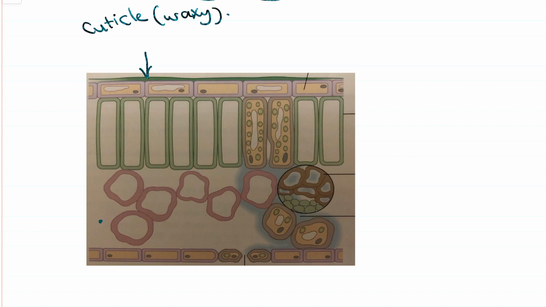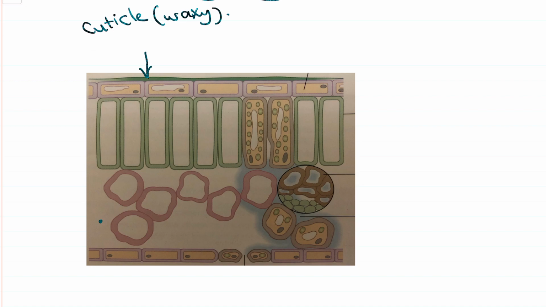So what is the function of the cuticle? It reduces the water loss by evaporation, and you have to know that it just reduces, not prevents. So evaporation takes place, yes, but the rate of evaporation is less. So we reduce the rate of evaporation to reduce the water loss.